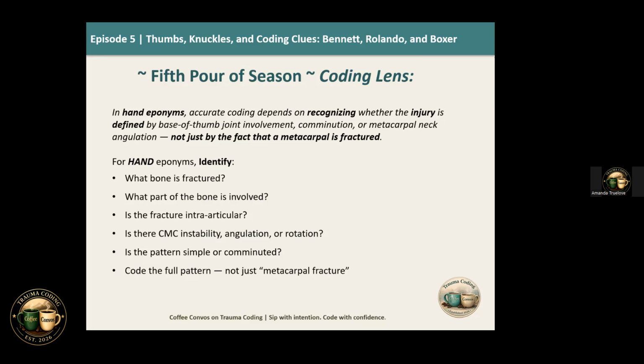So a practical coding lens for episode 5 is 5 steps. Number 1, you need to identify the bone and the location. Start asking yourself, is this the first metacarpal or the 5th metacarpal? Is the fracture at the base or the neck? Step 2, determine whether there is joint involvement. Asking whether the fracture extends to the carpometacarpal joint, or is it intra-articular? Is there some sort of subluxation or dislocation injury?